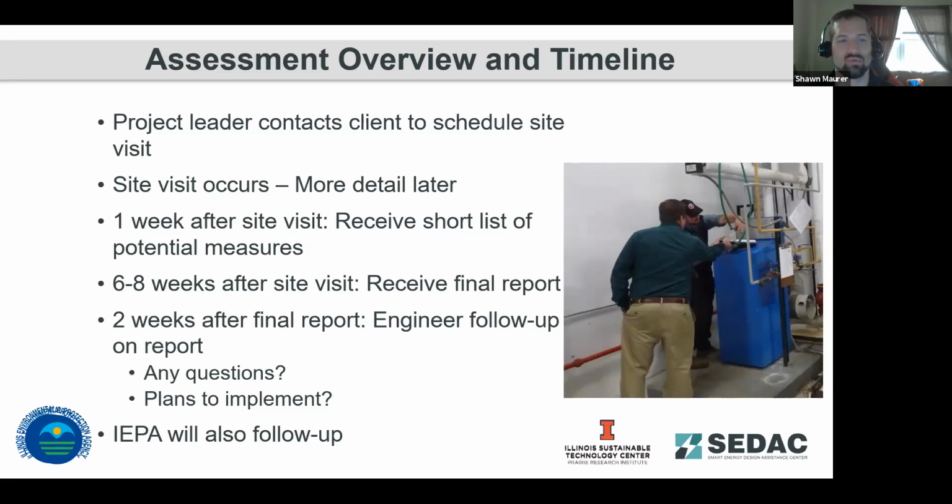And that way we tune the report for what you're wanting to see and you get what you want out of the assessment. Once you've got that short list back to us and it's approved, then we'll start working on the report. And it usually takes somewhere between 6 to 8 weeks to turn that report around, get it back to you for the final report.